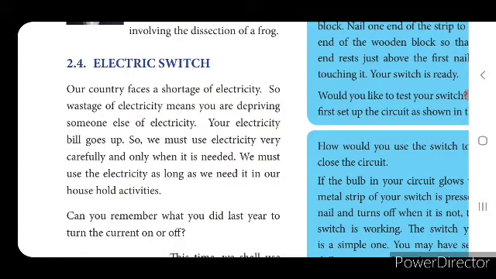In the last class we have seen what an atom is, what the subatomic particles present in it are, the cause of electric current, and the sources of electric current. Now we are going to see about the electric switch. So what is meant by an electric switch?